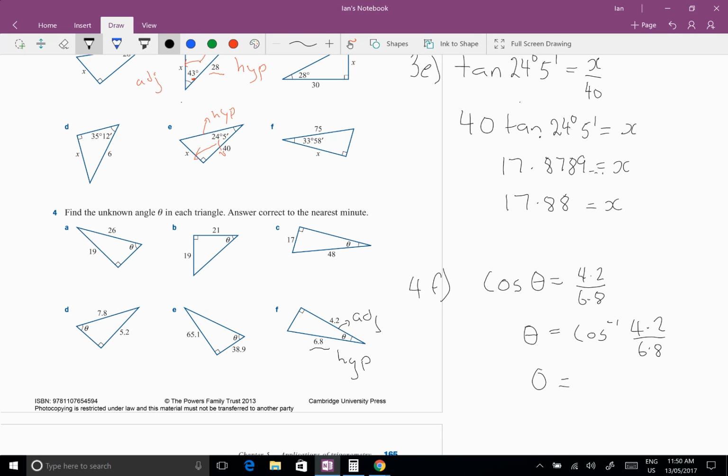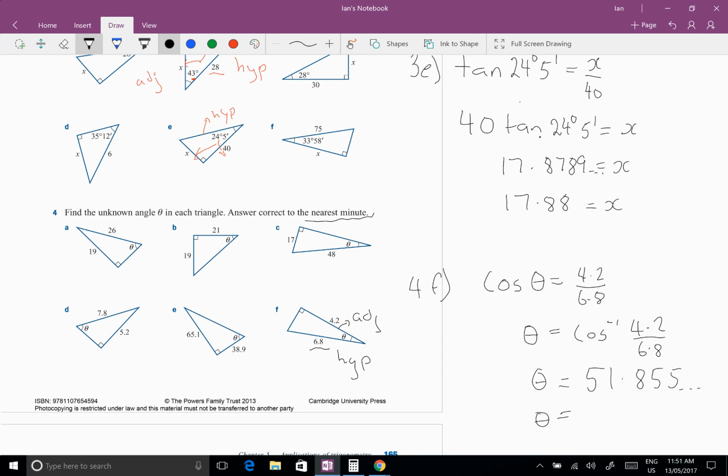And inverse cos, 4.2 divided by 6.8. You can do it as a fraction if you want. And I get 51.855... It asks for the nearest minute.